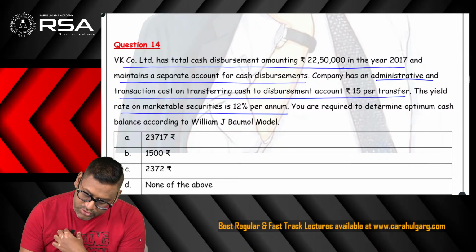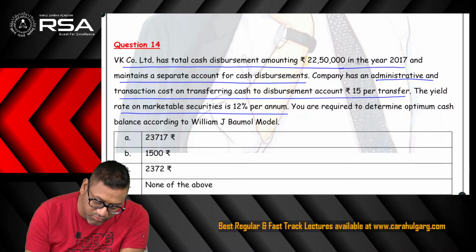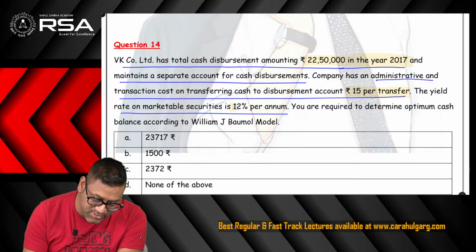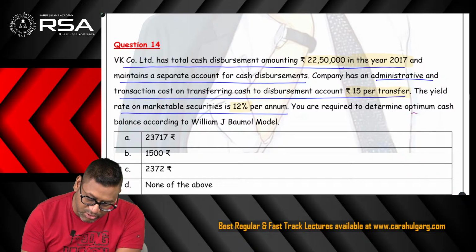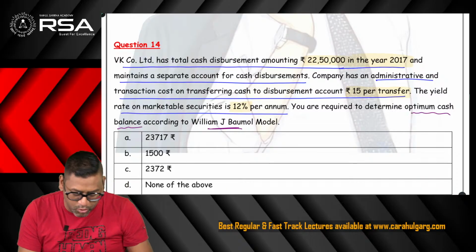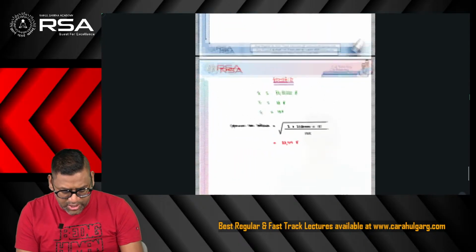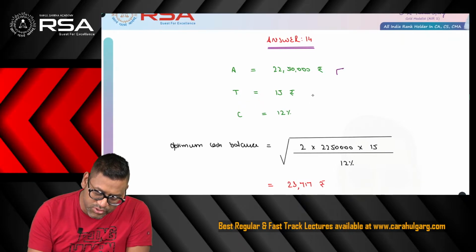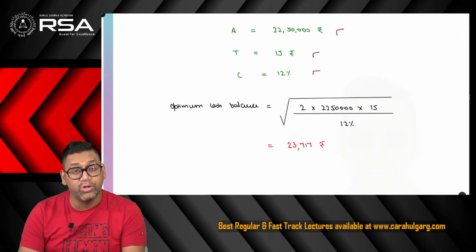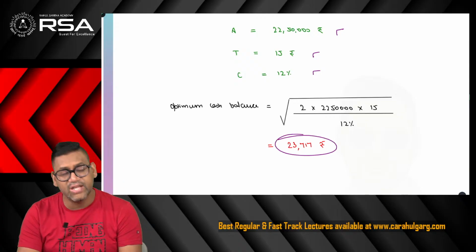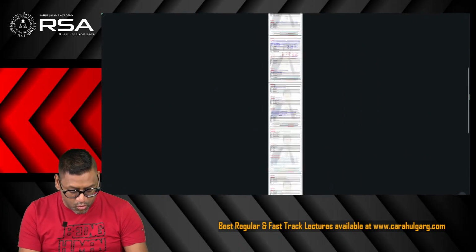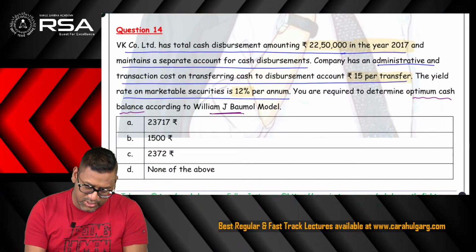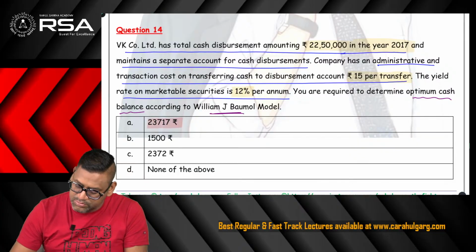So the total cash disbursement is given as 22,50,000 for the full year, this is A. This is your T, 15 rupees per transfer, and this is C, 12%. It says you are required to determine the optimum cash balance as per the Baumol model. So very easy, square root of 2 into A into T divided by C. You can see the annual requirement A is 22,50,000, T is this and C is this. In the formula you will put 2 into A into T upon C, and taking the square root you will get the answer 23717. So the option having 23717 against it is the correct answer, child. So 23717 becomes the correct answer.